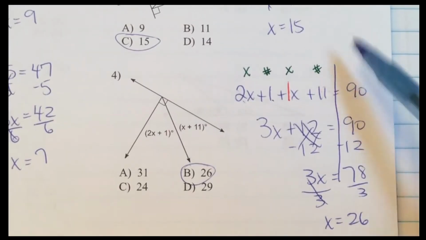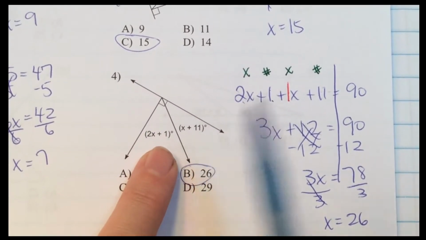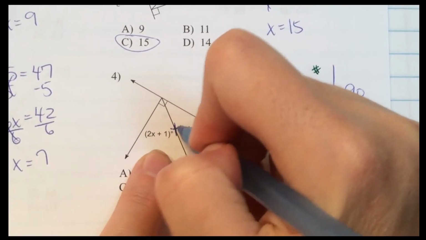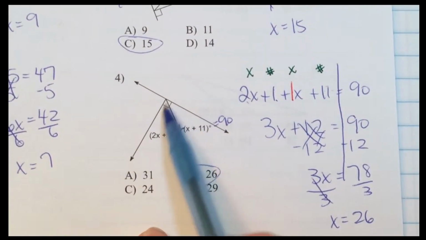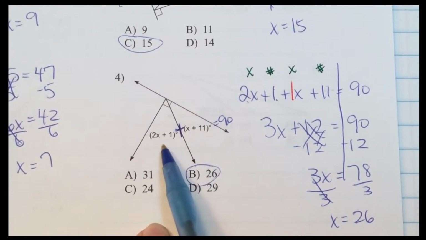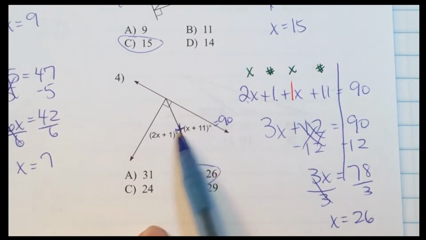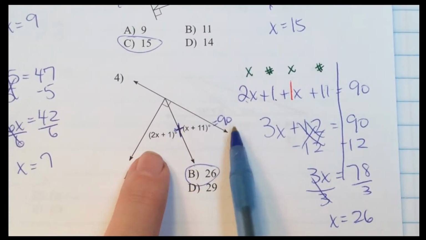So notice the difference here. What we did was, since we didn't know either of them, the only thing that we could do is add them together and set them equal to 90, because together they do make 90 degrees. If they don't tell you one of them, if they give you expressions for both of them, in other words, then all you can do is add them together and set them equal to 90.